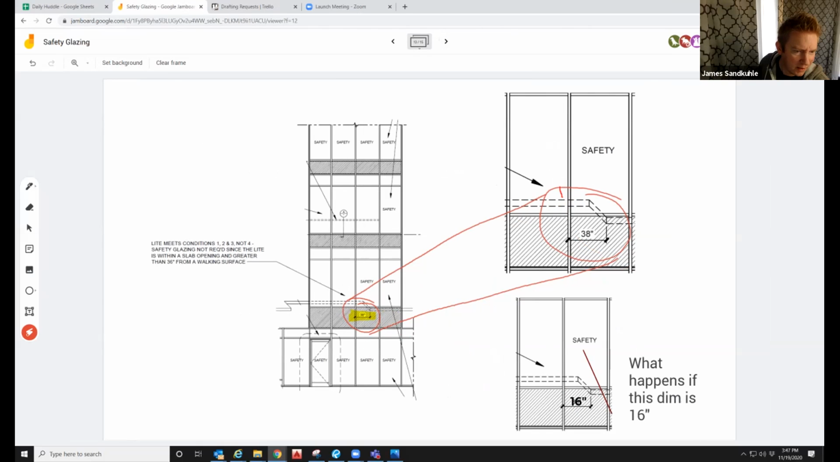All right, let's see here. Which one was this one? Okay, so say you have a lobby condition, ground level, and then your second level has a slab opening.